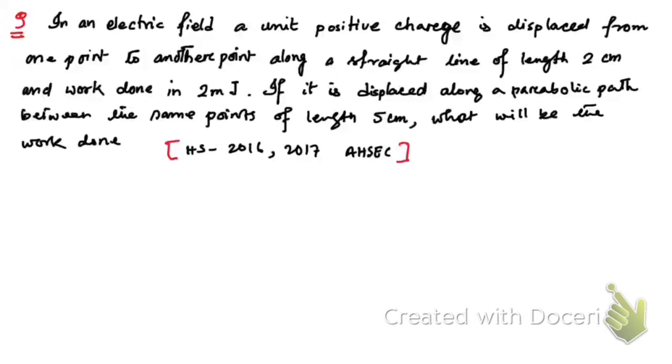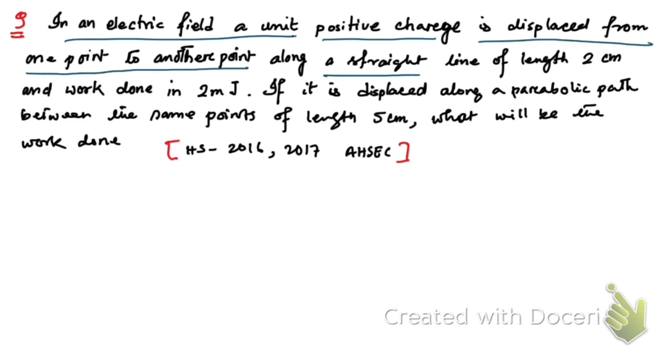So let's take another question. In an electric field a unit positive charge is displaced from one point to another point along a straight line of length 2 centimeter. In that case the work done is 2 millijoule, right? And what if, instead of a straight line, the path is parabolic of 5 centimeter length? Then what will be the work done? This is the question.